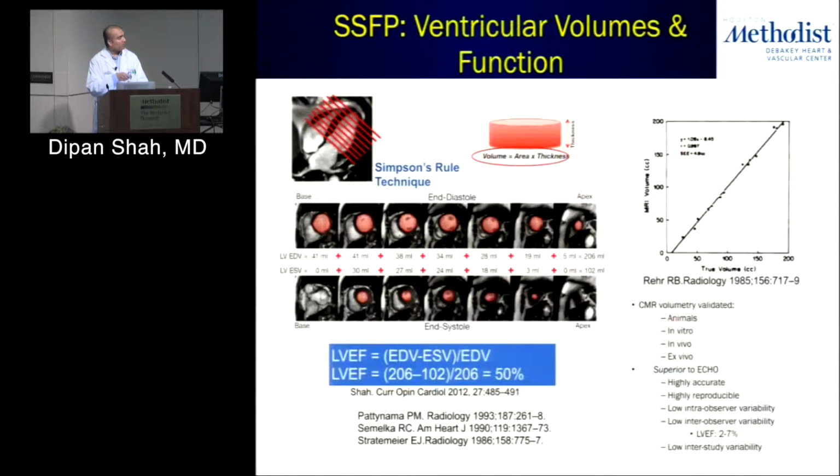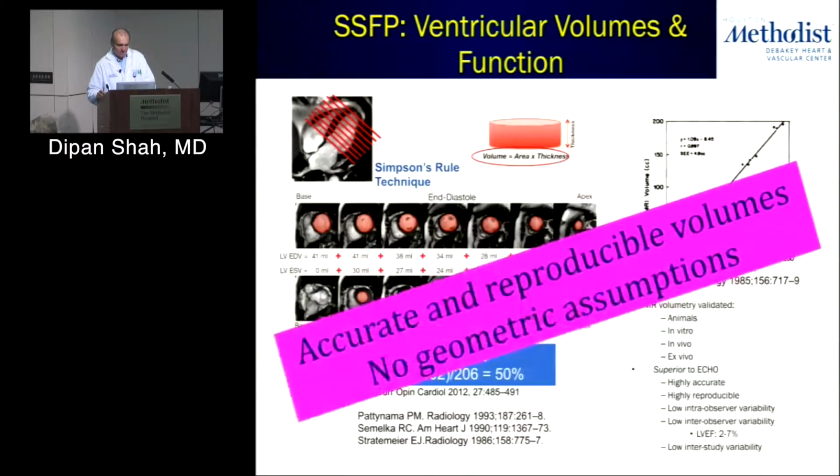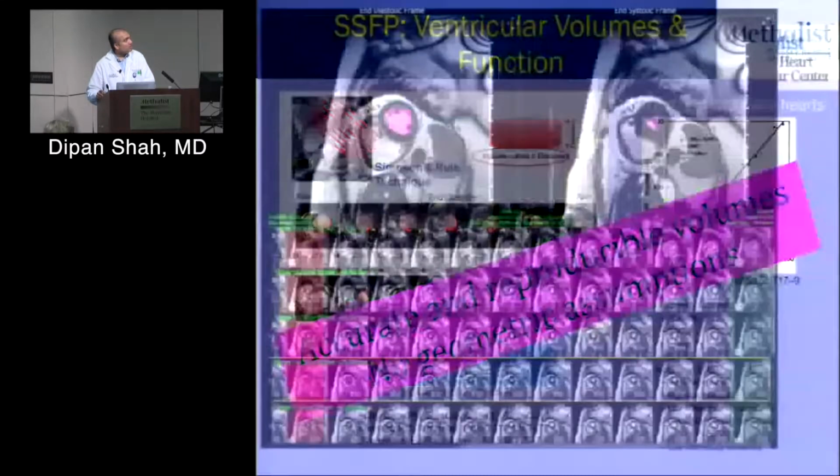And obviously there's a wealth of validation data that goes back into the 80s and 90s in a variety of settings, both in humans as well as animals, as well as in this example here, where they looked at casts of cadaveric hearts, showing that you get fairly reliable measures of volumes as well as ejection fraction by CMR. And again, without the need for geometric assumptions.